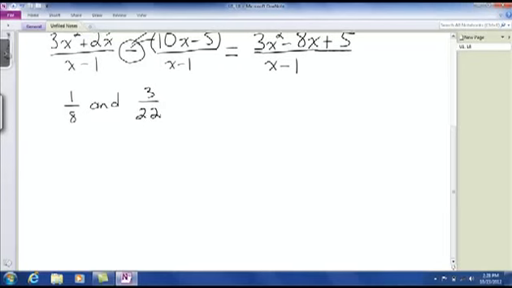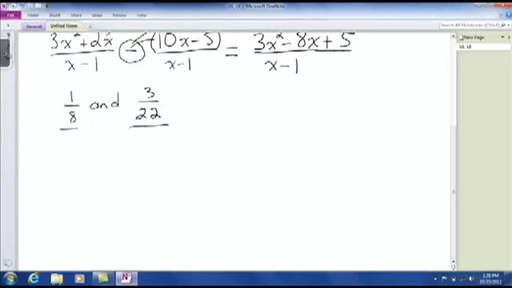okay, those two fractions do not have the same denominator. If you were wanting to add them, you could not add them right now. You have to find a common denominator first. So in other words, we have to find what is the smallest number that is a multiple of 8 and is a multiple of 22.